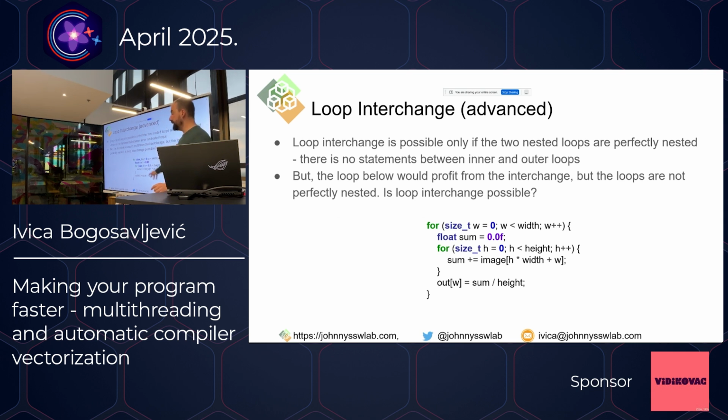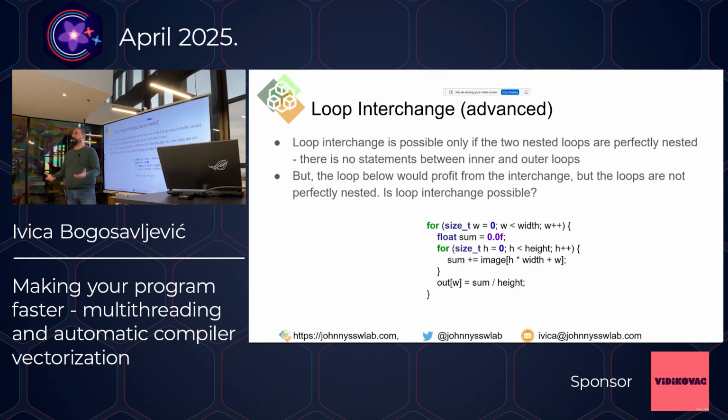So this is what the loop does. Now the question is, can you do loop interchange here? Yeah. How? We should loop over the height first, right? So ideally, if you do the analysis here, this access to image h times width plus w is strided, and if you do the interchange, it will become sequential. Now the problem is you cannot do it because of this float sum and this thing. You cannot do the interchange.